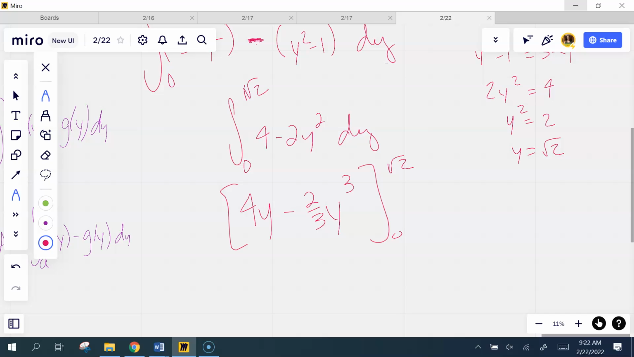And now plug in, I don't need to worry about the 0 because 0 is going to be 0. Square root of 2, so I got 4 root 2 minus 2/3 times the square root of 2 cubed. If I am Dylan, I leave that just like that. I don't think so, not whenever it's minus 0. Like, not whenever it's 0, no. As long as you're showing this part. You see what I'm saying?